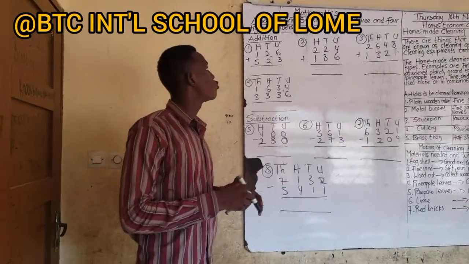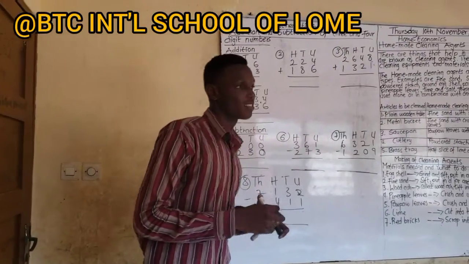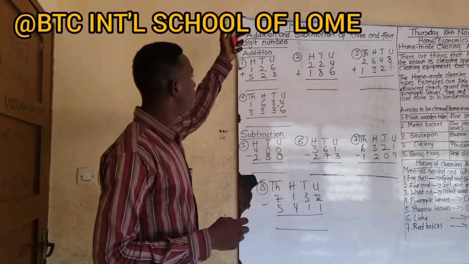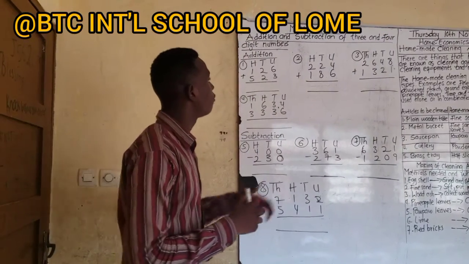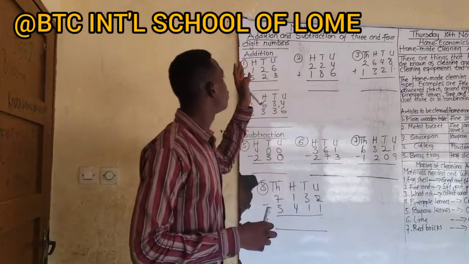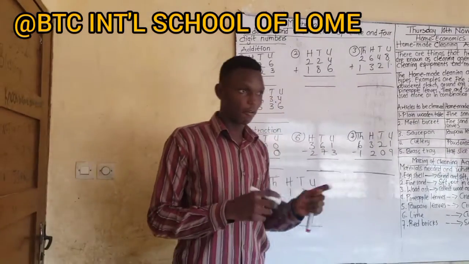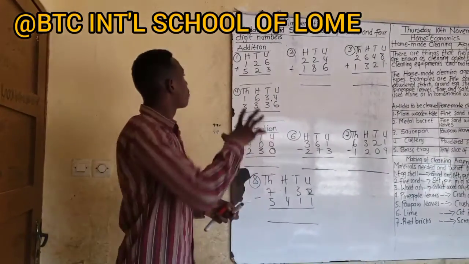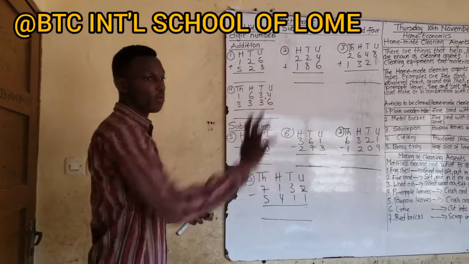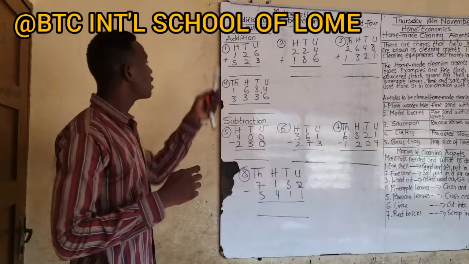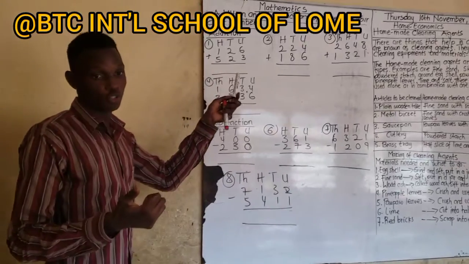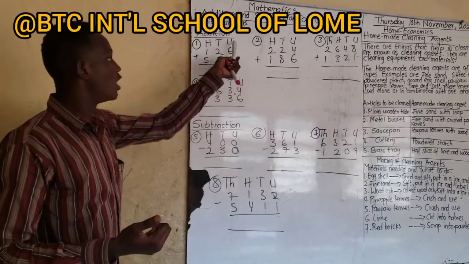Today we are going to learn mathematics. Under it, we are going to be looking at addition and subtraction of 3 and 4 digit numbers. So, if you are faced with problems like this in mathematics, the first thing you do is start adding from your units.